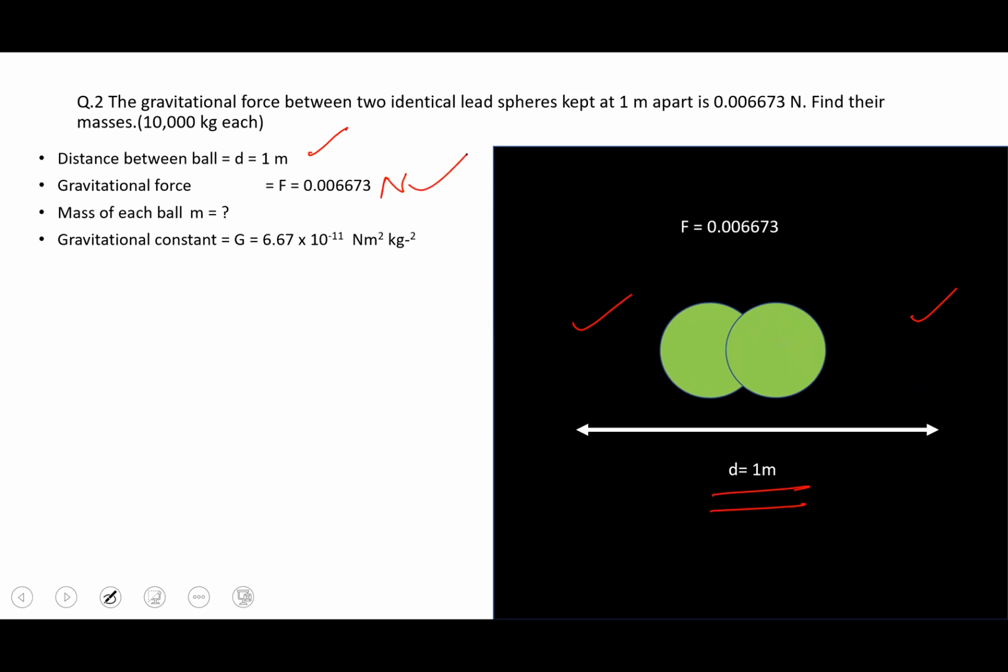The mass of each ball we have to calculate. The gravitational constant is 6.67 × 10^-11 N·m²/kg². We have the formula, but before we put the values into the formula, let's say, because it is written over here identical, we can say that both of the masses are the same. M1 is equal to M2, which is equal to a certain mass M.